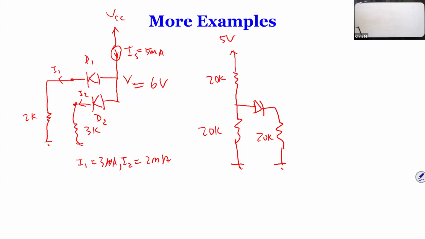Once it's on, these 2 are in parallel, so it becomes 10K, so 5 divided by 30K gives you the current, and then multiplying by the resistance, 10K, you get the voltage over here. So it's fine. The voltage drop across the diode is 0 by itself.